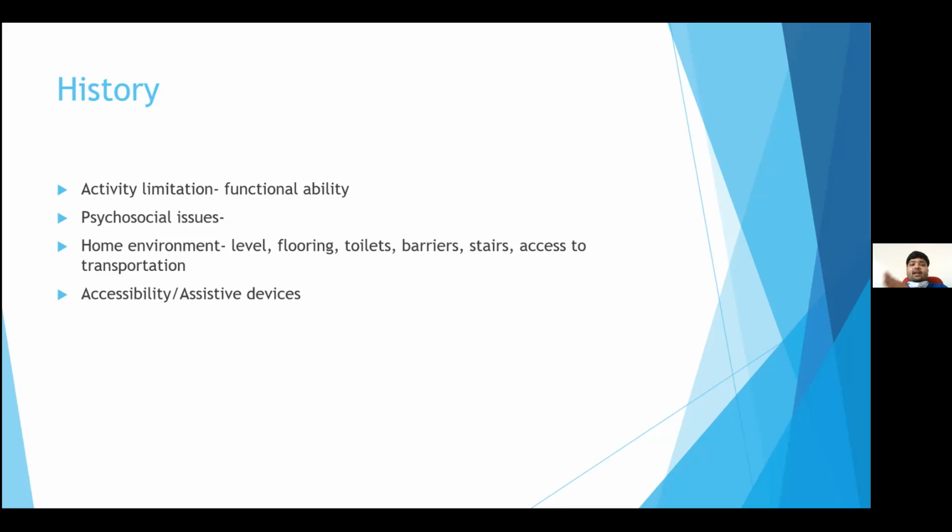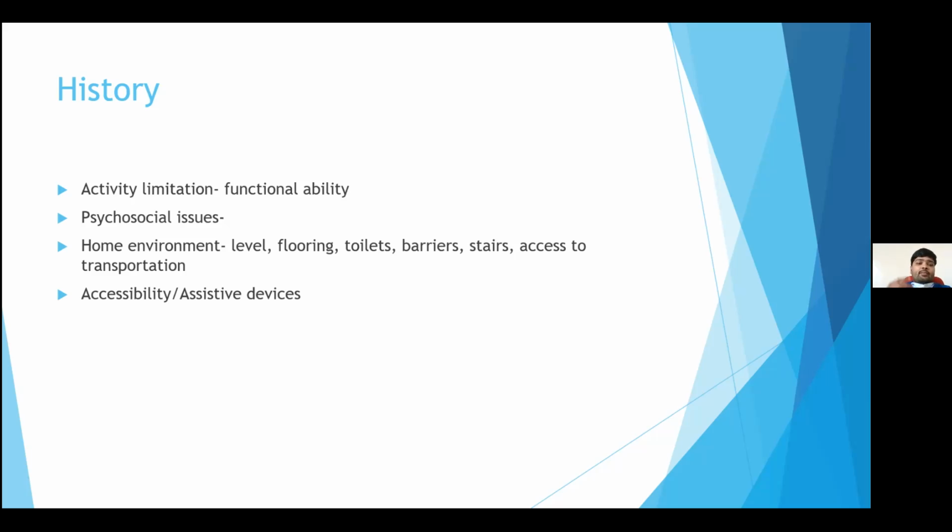And where are you assessing the patient? How is their home environment? At what level do they stay? What kind of flooring do they have? Are the toilets Indian or Western? Do they have a toilet? Is there plumbing within the house? Is there a threshold at the toilet level? Do they have stairs? How many stairs to their home? Are there railings? What is the access to public transportation? These are very important questions to ask in your socioeconomic and home environment history.